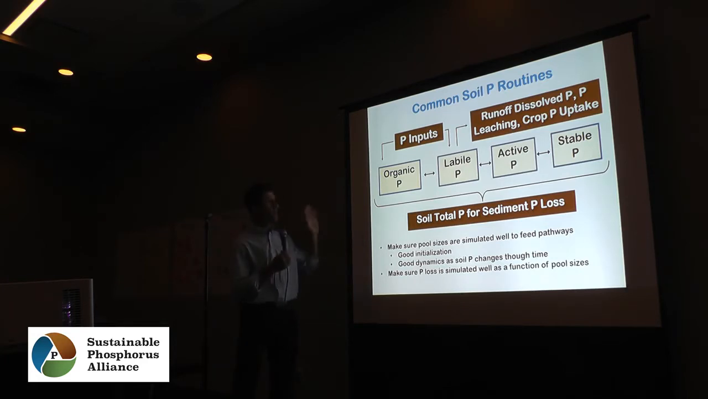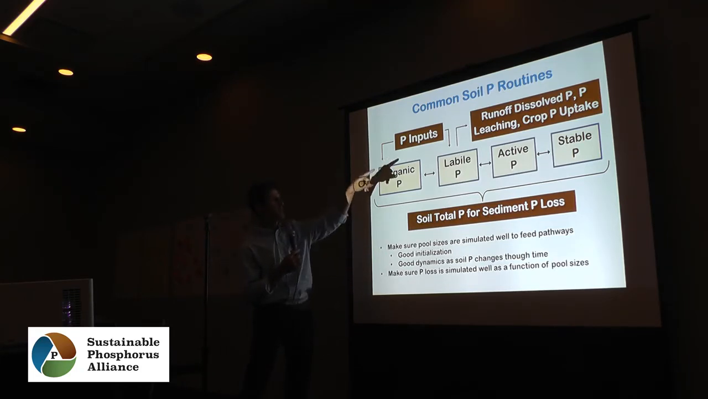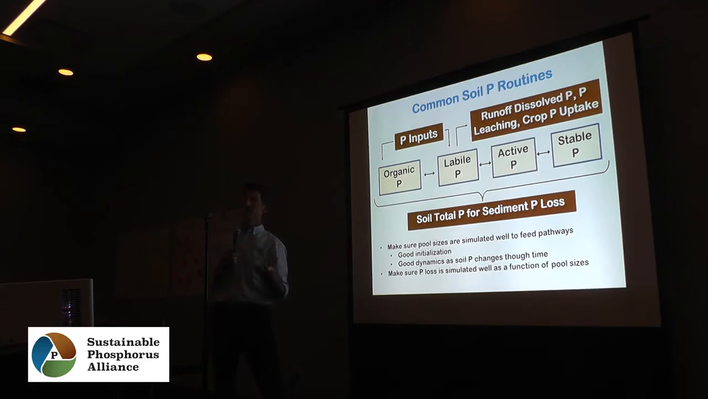So when I approach this, how do we make sure that all this stuff is working well and is a good representation? We want to make sure that the pool sizes are simulated well so we can feed our pathways. I talked about the dissolved pathways, and then there's also the total. If you add all these up, that's the total amount of phosphorus in the soil, and that's what is going to feed your sediment loss with erosion. So we want to make sure those are all the right sizes so we can feed our pathways properly. We set the model up so they're the right size to begin with, and then as things change through time, we're able to simulate these changes in the pool sizes.